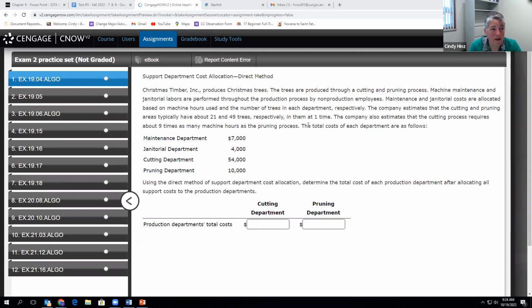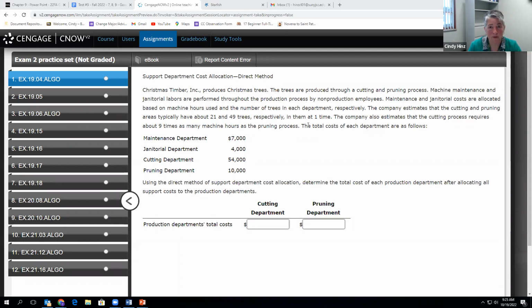So we have 3 different methods for allocating support department costs, and then we have 4 methods for allocating joint costs of production. So that will take us through the first 7 exercises. And then you can see we have fewer exercises for the other 2 chapters.